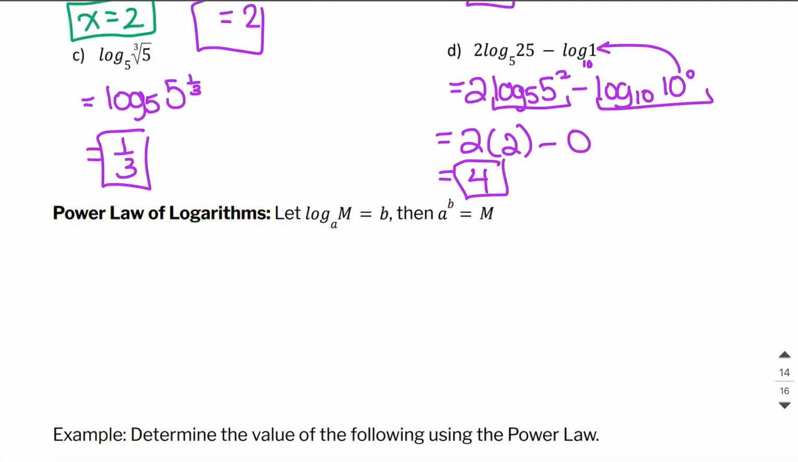Okay, so now we're going to talk about the power law of logarithms. And this is a really helpful tool when we're dealing with logarithms, but we need to actually identify what it is. So that's what we're going to do here. We're going to kind of just figure out or derive the power law of logarithms. So this says let log base a of m equal b, which means that a to the power of b, right? A is our base, b is our exponent, will equal m. Like that's the definition of a logarithm, right? Okay, so the power law, I want to know, well, what happens if there's a power?